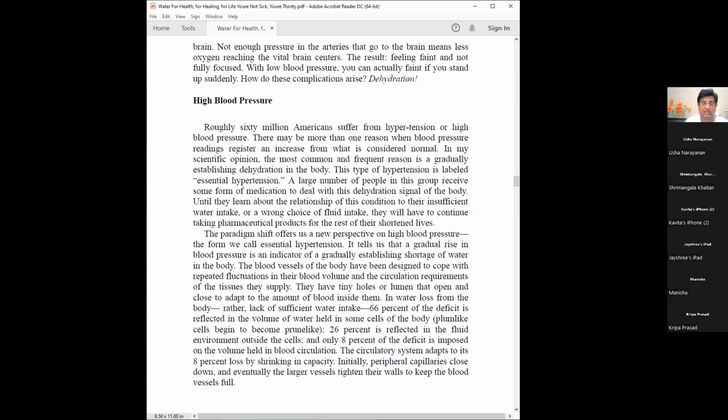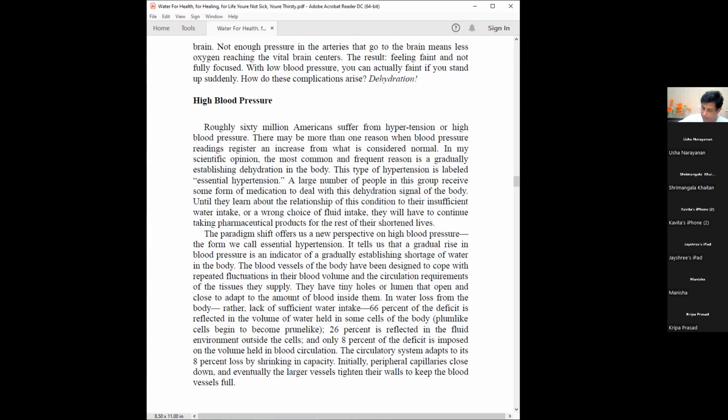So again, this is what is said, right? That once you start taking blood pressure medicine, you cannot stop it, right? So the idea is that it can be overcome if we have adequate water, right? So take care of the dehydration and it can take care of the high blood pressure.